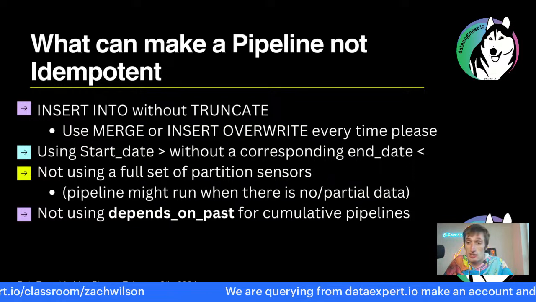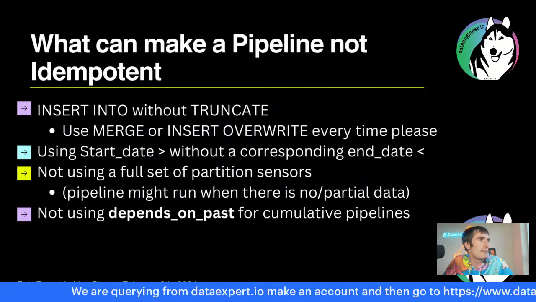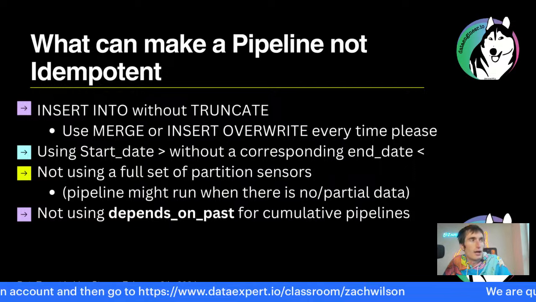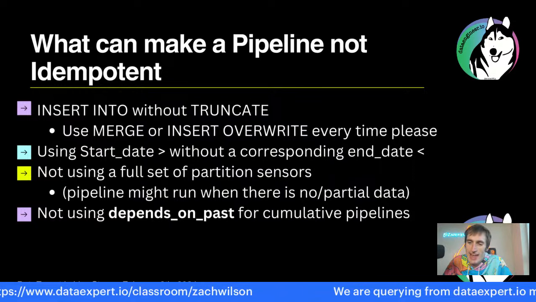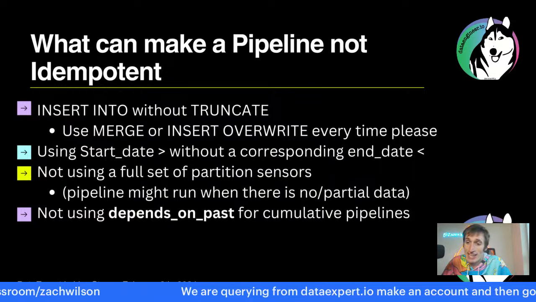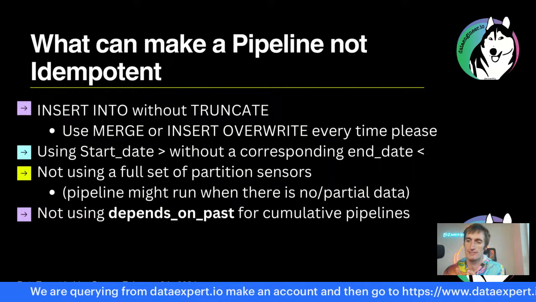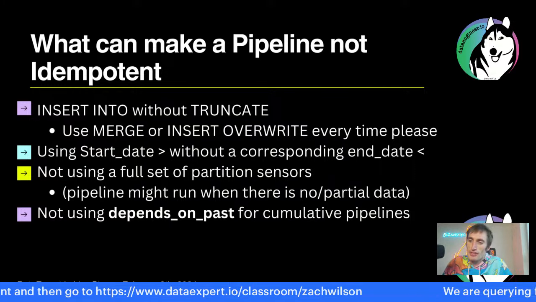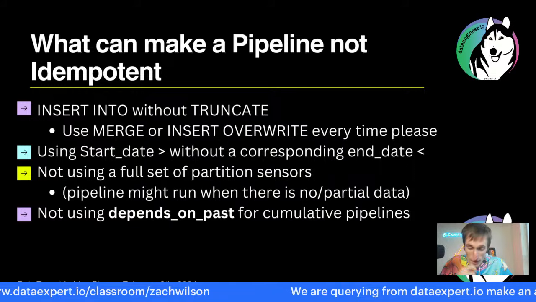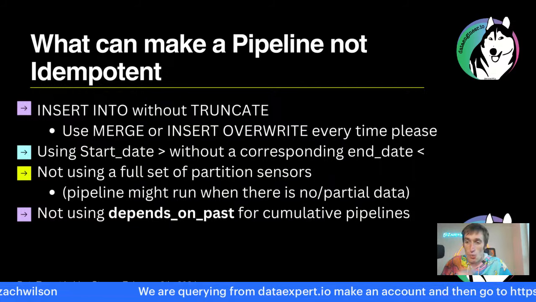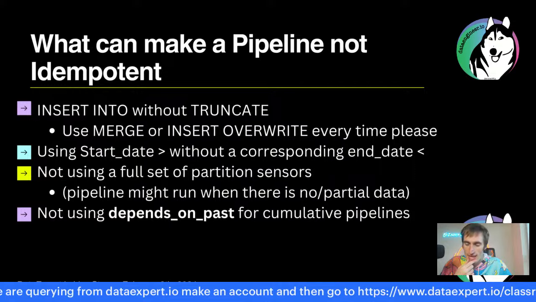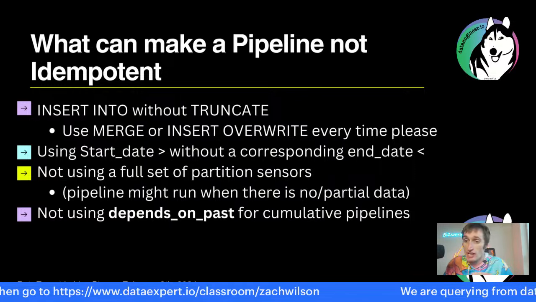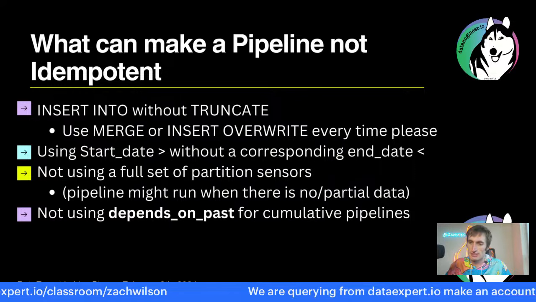Another one is, say you're using start date greater than. So imagine you're saying, okay, I want all the data after January 1st, 2023. One of the problems with that is you need to have something on the other end. You need to have a less than, and you have to process a window of data. The reason for that is, when you run it in production, say you want all the data after January 1st, 2024, and you run it in production on January 1st, you're going to get one day of data, right? And if you backfill January 1st on January 7th, now you're going to have 7 days of data, and so on and so forth, right?